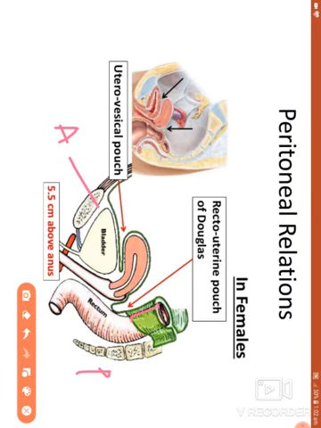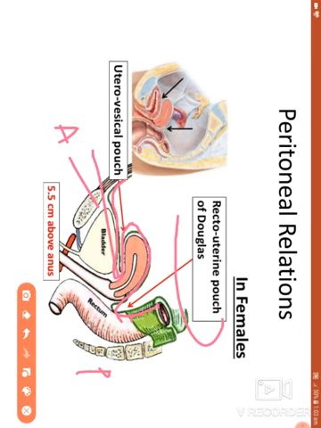This is the upper and middle third of the rectum. The fold goes to the posterior surface of the uterus, then lines the anterior surface of the uterus, then goes to the superior surface of the bladder anteriorly. So this is the peritoneal fold. The fold which lies posteriorly is the recto-uterine fold. The fold of peritoneum which lies anteriorly is the vesico-uterine fold.